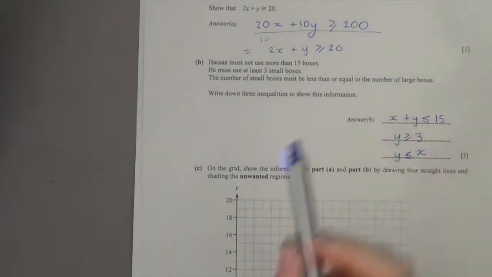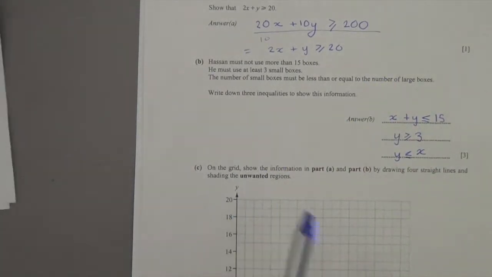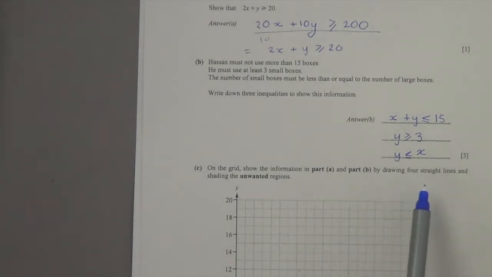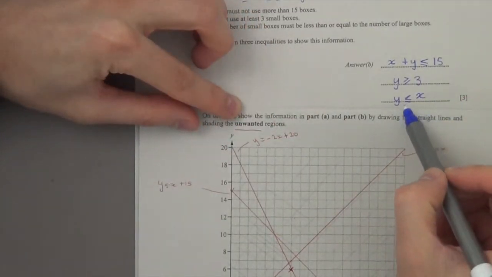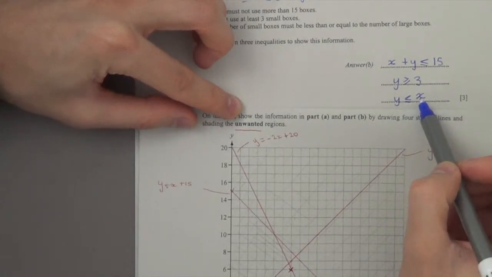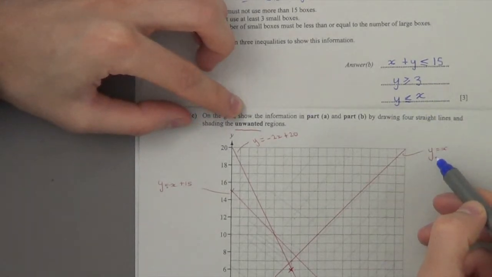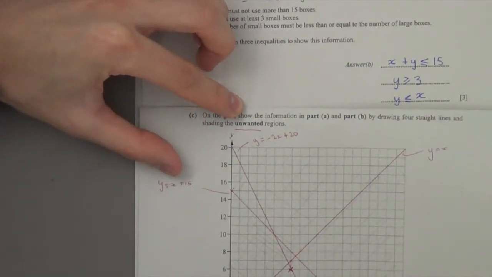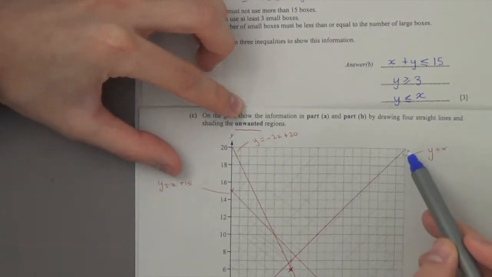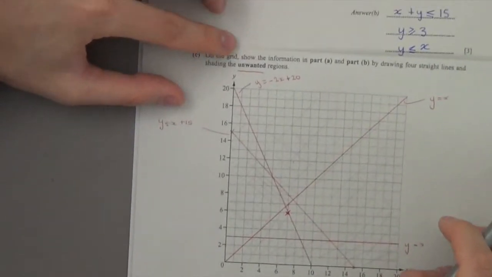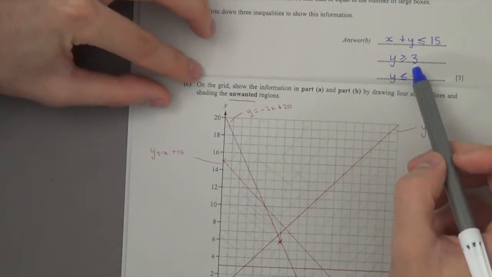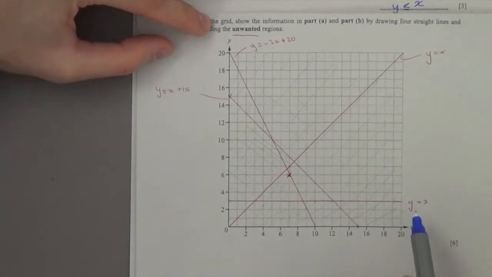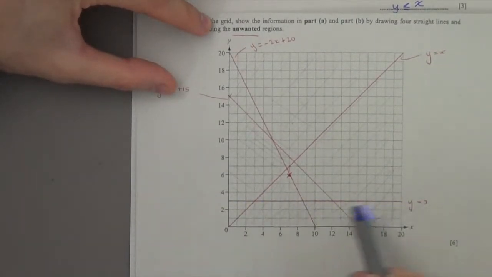On the grid, show the information in part A and part B by drawing 4 straight lines and shading the unwanted regions. So, this inequality, y is less than or equal to x, translates to a y equals x line, which is this line here. So it goes from the origin to the 20 point there. Now, the next inequality is y is greater or equal to 3. That translates to a y is equal to 3 line, and that's the y equals 3 line.